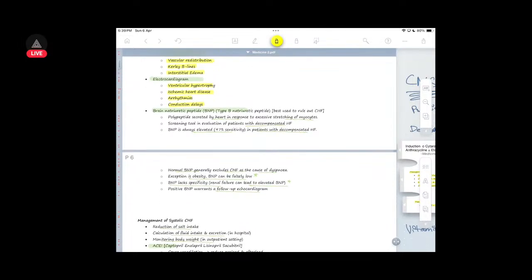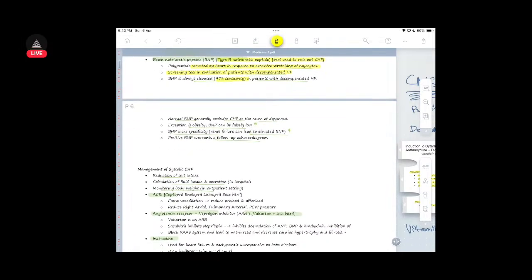Brain natriuretic peptide, type B natriuretic peptide, is best to rule out congestive heart failure. It is secreted by the heart in response to excessive stretching of myocytes. It is a screening tool in evaluation of decompensated heart failure, always elevated in such patients, 97% sensitive, most sensitive. A normal BNP excludes CHF as the cause of dyspnea. The exception is obesity, where BNP can be falsely low. BNP lacks specificity; renal failure can lead to elevated BNP. A positive BNP warrants a follow-up echocardiogram.